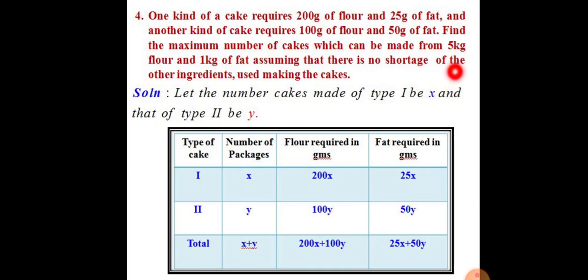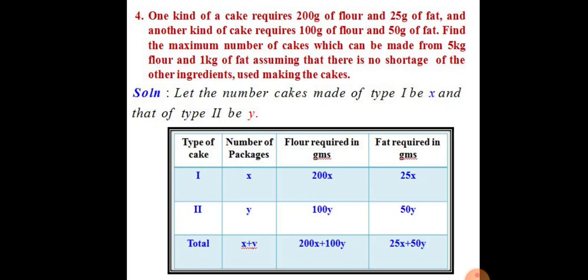Find the maximum number of cakes which can be made from 5 kg of flour and 1 kg of fat, assuming that there is no shortage of other ingredients. These are in terms of kg, so convert these two into grams, because the given data is in terms of grams, flour and fat are in grams. So again these two are also converted into grams.